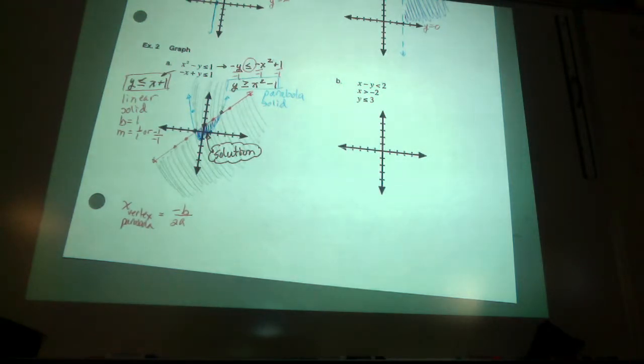Then I want you to do B. Well, we'll do B sort of together. I guess you could do B on your own. I'll do it quietly up here, but you've got 3 of them, so at least graph them. Then we'll talk about the shadings.